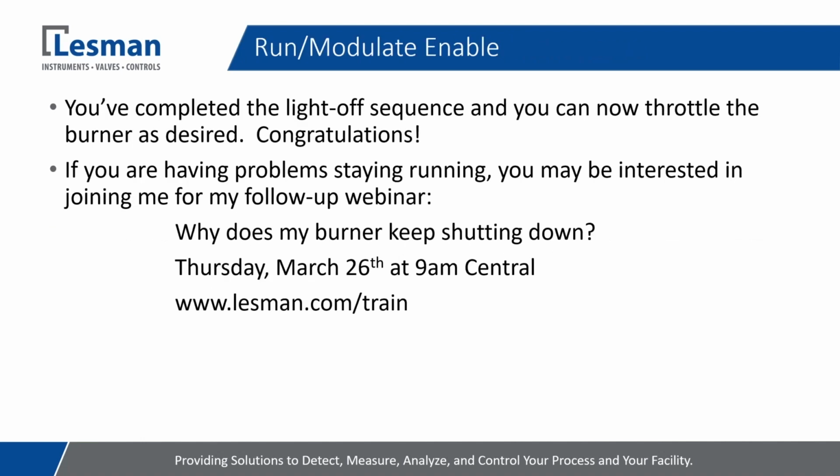After I get through the main flame establishment period, it'll go through a run or modulate enable. So we've gotten to the point where the burner has lit off. Congratulations. We've actually gone through and have detected flame. We've gotten to the main flame. Pilot flame turns off. Now we're good to go.